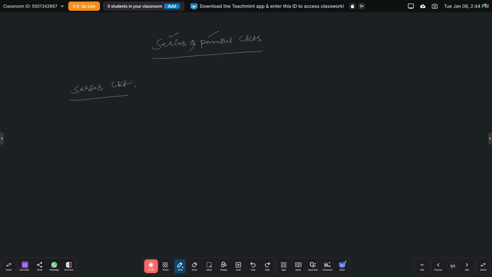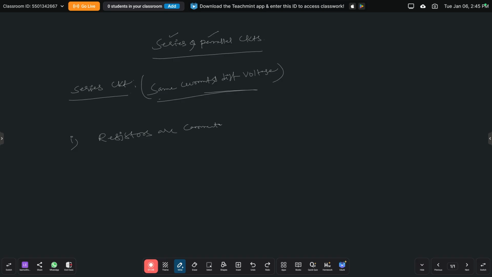In general, we have to remember that in a series circuit there is always the same current and different voltage. Same current and different voltage. Just remember this: in a series circuit there is always the same current and different voltages. So first, let us check resistors connected in series.